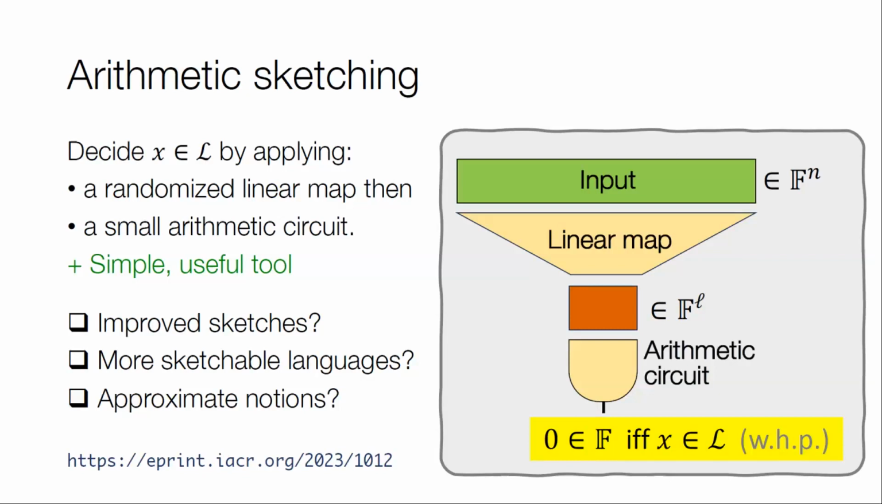And I think there's still a bunch of questions you could ask about these schemes. Can we improve the complexity of the sketching schemes that we have in the paper? Can we expand the set of sketchable languages, so sketch new things that we didn't know how to do before? And are there useful approximate notions of sketching? We didn't even touch that problem in this paper.